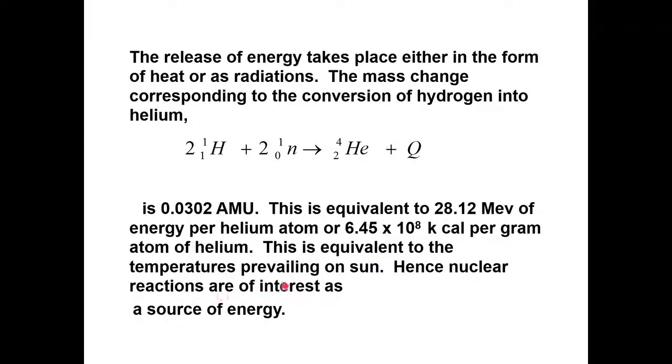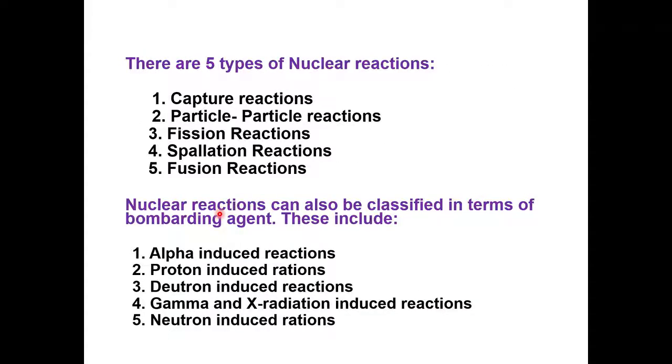So nuclear reactions are of interest to us as a source of energy, because if I can combine 2 hydrogens and 2 neutrons and form helium, I should be able to generate so much heat. I can do a lot of things with the heat generated by such a reaction. There are 5 types of nuclear reactions. One is capture reaction; I can capture electrons, protons and neutrons. I can have particle-particle interactions, and then fission reactions, where a big element can be converted into smaller elements, and then spallation reactions, and then fusion reactions. I can take 2 elements and fuse them together.